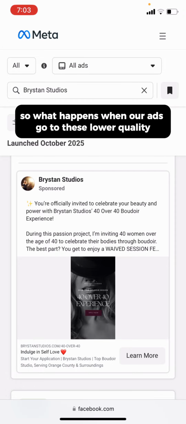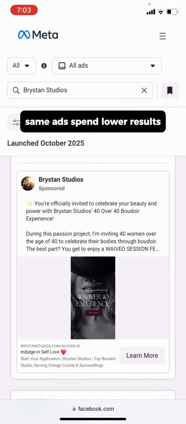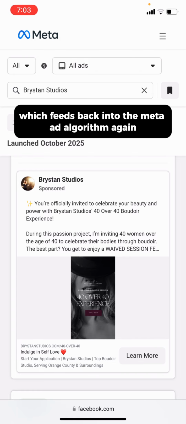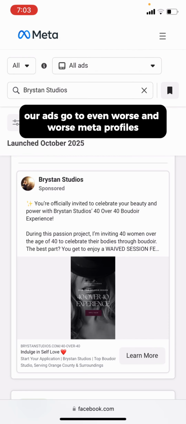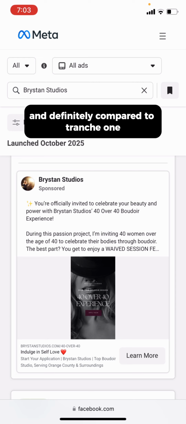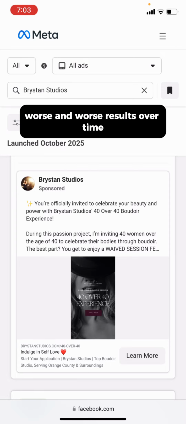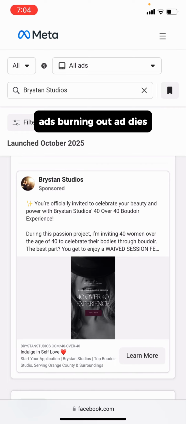So what happens when our ads go to these lower quality Meta profiles in tranche 2 compared to tranche 1? Same ad spend, lower results, which feeds back into the Meta ad algorithm again. And guess what? Our ads go to even worse, lower quality Meta profiles with much lower conversion rates for tranche 3. And we get even worse results in tranche 3 compared to tranche 2, and definitely compared to tranche 1. So because of the low initial data from tranche 1, our ad enters the downward spiral of despair. This is what causes same ad spend, worse and worse results over time: ads burning out, ad dies, refresh creative.